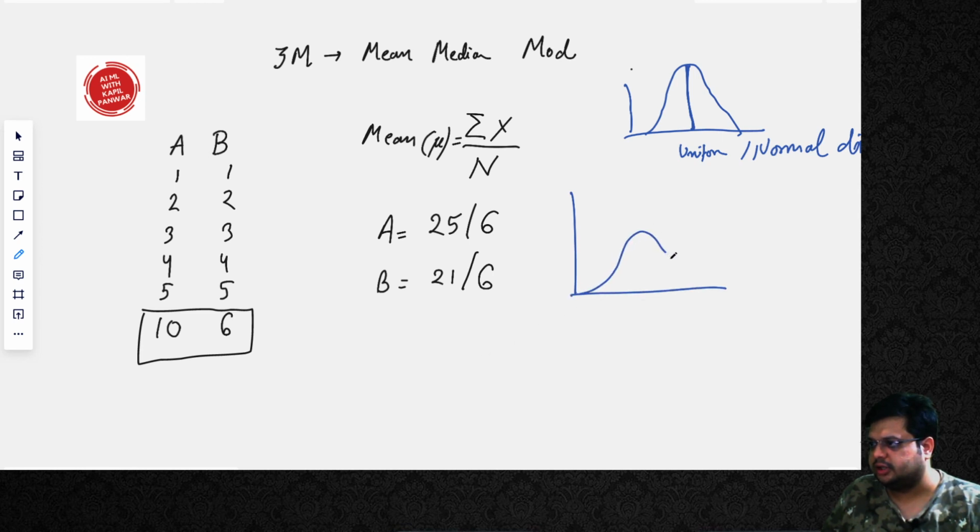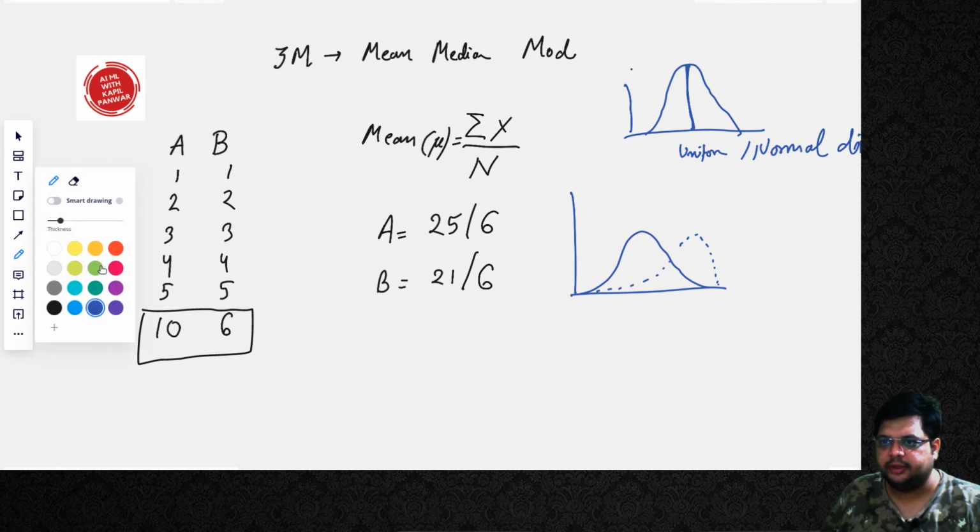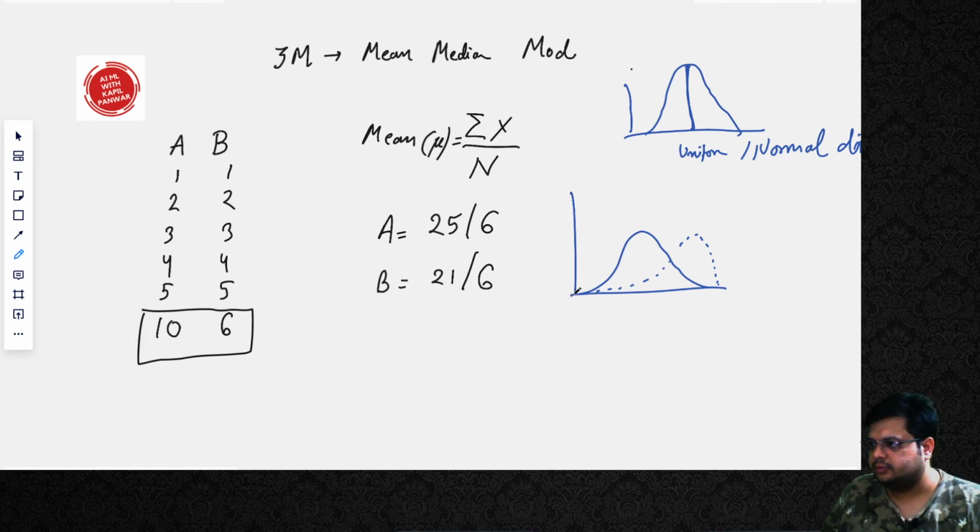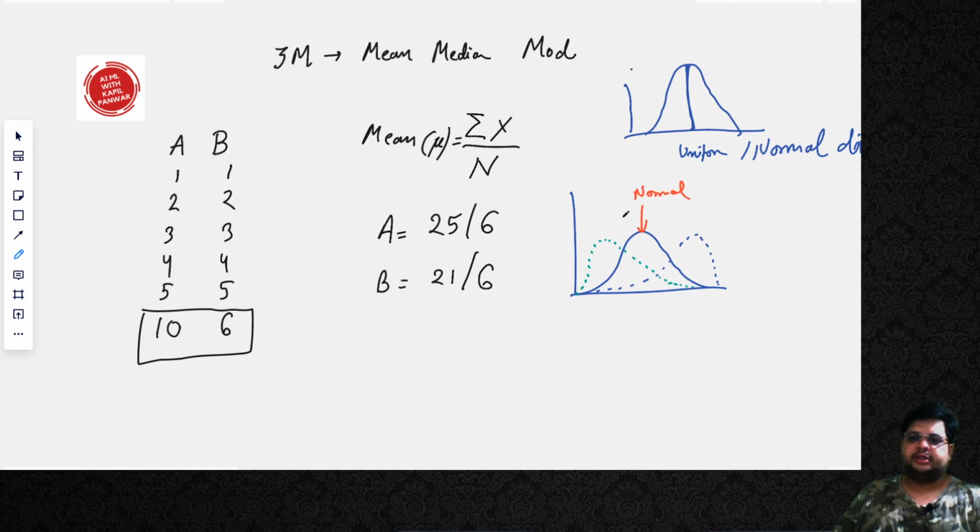This is the curve, but we may end up with this type of curve. We may also end up with this type of curve, correct? So now how do we identify which is of what type? The middle one is always the normal one, okay, which has mean, mode, and median all equal.